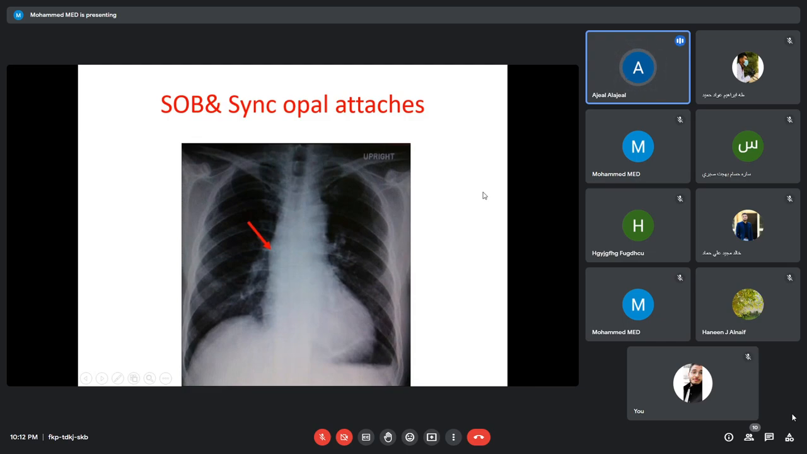Okay, this patient presented with shortness of breath and syncopal attacks. What you can see here is that the left ventricle is prominent, but not very much enlarged. But the ascending aorta, where the red arrow is, is prominent. This is typical aortic stenosis.